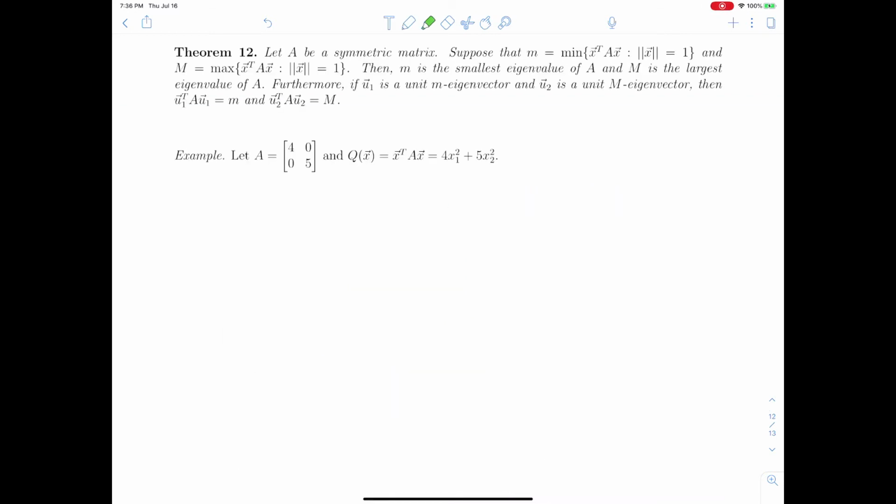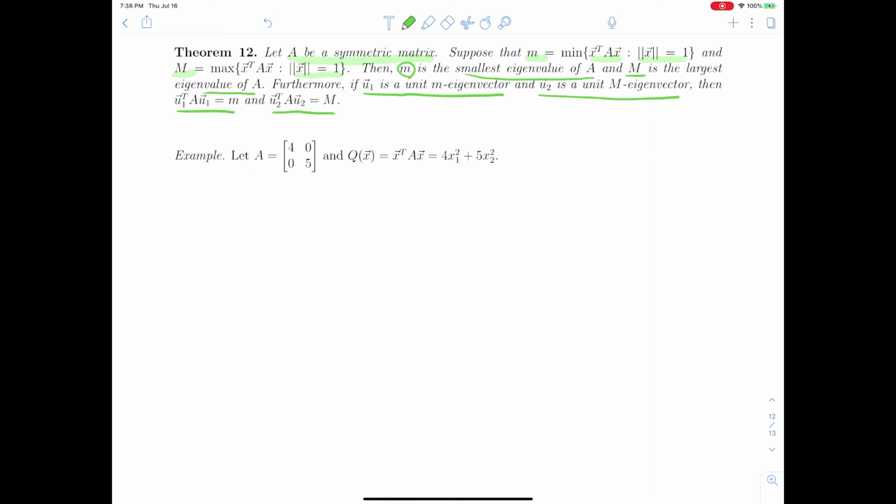This theorem summarizes the previous observation that we had. If A is a symmetric matrix, and suppose that m is the minimum value of the quadratic form defined by the matrix A, constrained to unit vectors, and M is the max value constrained to unit vectors as well, then small m corresponds to the smallest eigenvalue of A, and large M corresponds to the largest eigenvalue of A. If you plug in the corresponding unit eigenvectors, then Q of u1 equals the minimum value, and Q of u2 equals the maximum value.